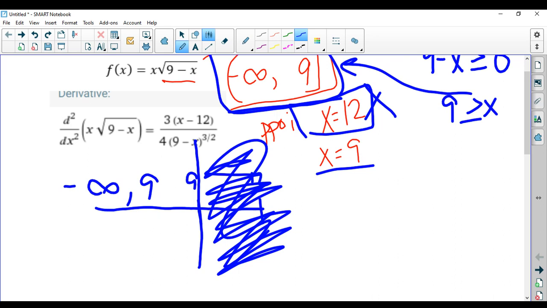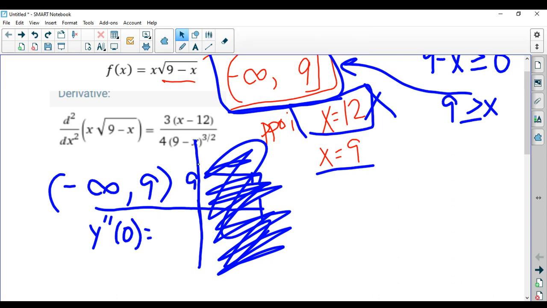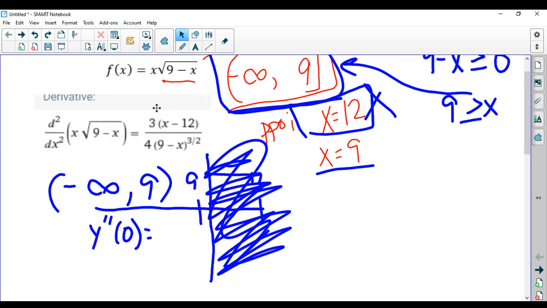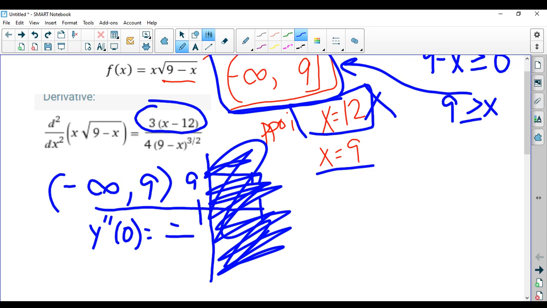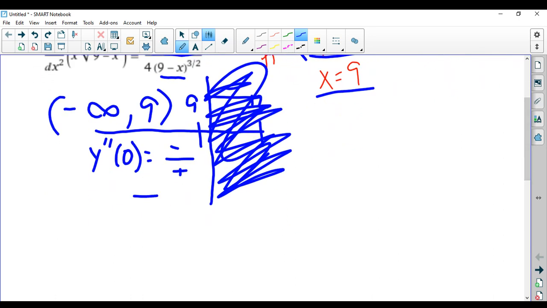So we're going to figure out a test number. The best one in here is 0. Plug in 0 into the second derivative. And if you look at the second derivative, you plug in 0 to the top, you're going to get 3 times a negative number, so negative. If you plug in 0 to the bottom, you'll get 9 to the 3 halves, which is positive. So you're going to get a negative divided by a positive, which is a negative, which means we're concave down on the interval negative infinity to 9.